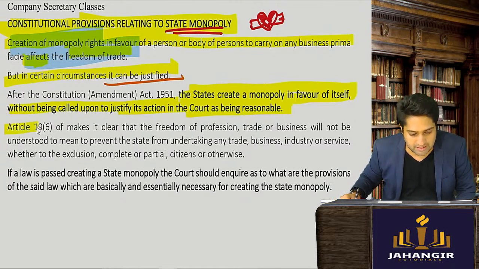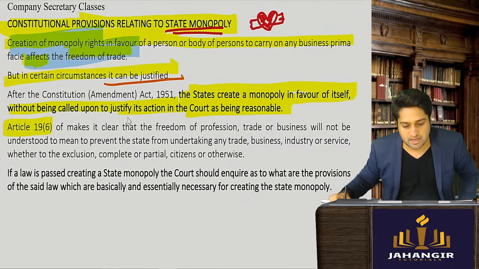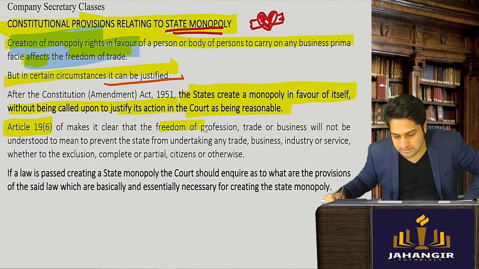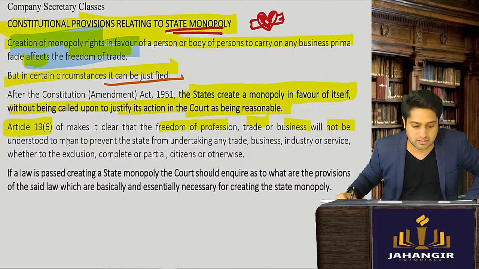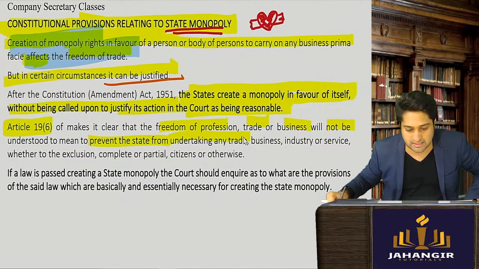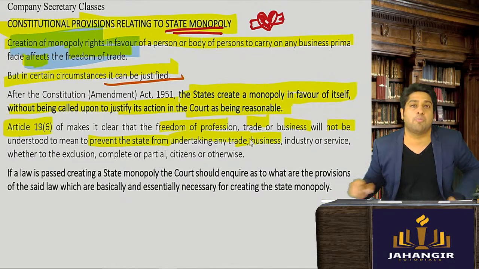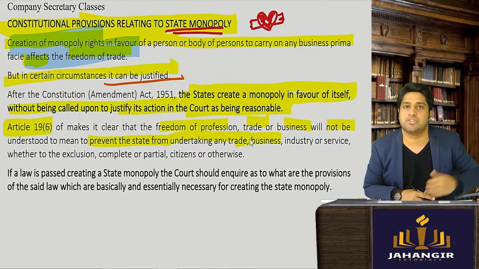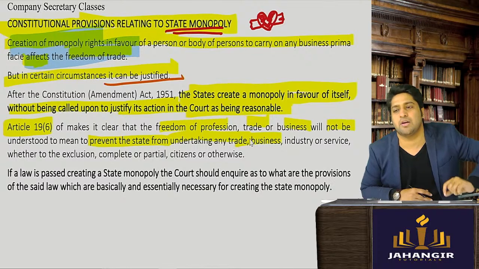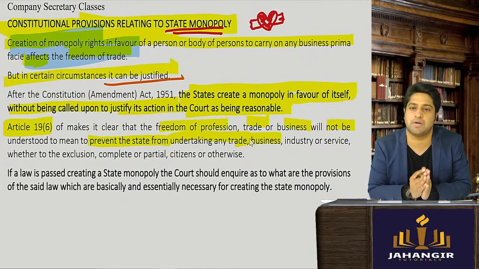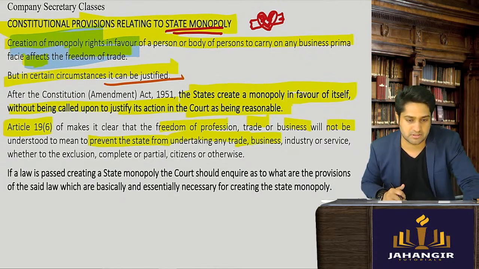In Article 19(6), it is clear that the freedom of business, profession, and trade will not be understood to prevent the state from creating any monopoly in itself. So just because we've given you freedom of business, that doesn't mean the state cannot create a monopoly of business in a particular segment, in which case you cannot do the business.